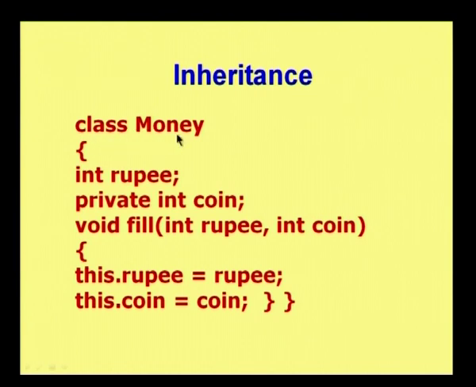We have a class called money, we have a variable which does not have any access specifier. Next we have private int coin. So, we have a method called fill. Here we have two parameters, rupee and coin. Whenever I call this fill method, this is similar to a constructor, I think. Yes, this dot rupee is equal to rupee. This dot rupee is the current object's rupee, and this variable rupee is the variable which is local to this particular method. And then I am assigning this dot coin to the value of coin.